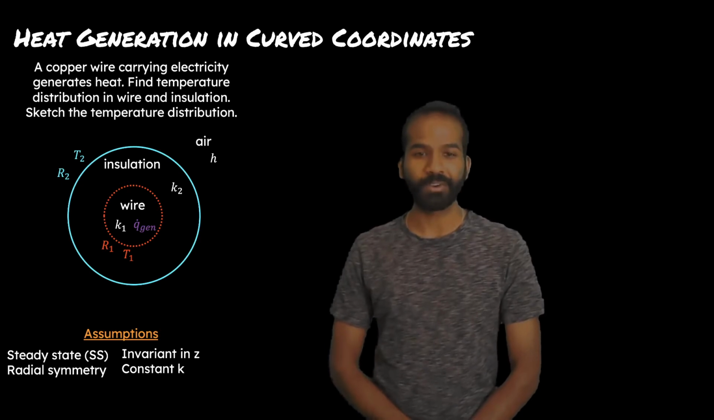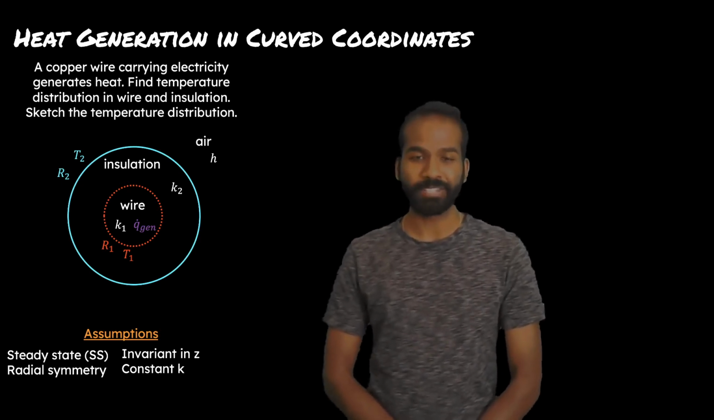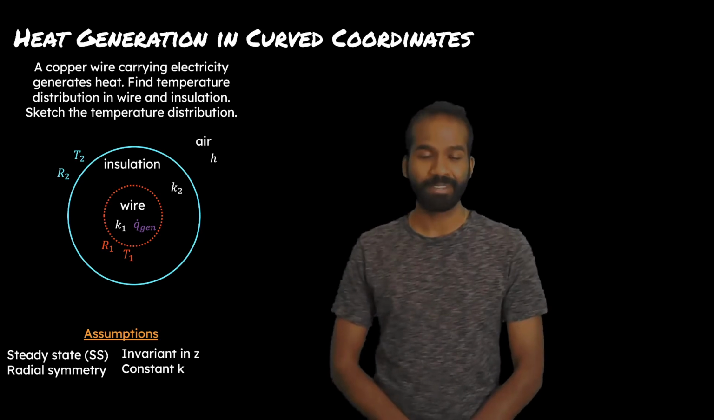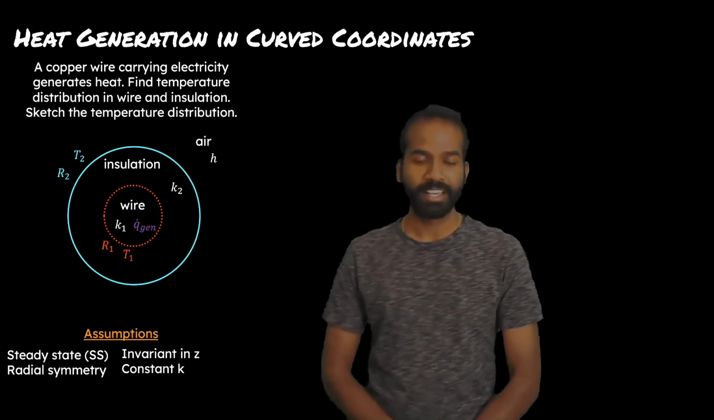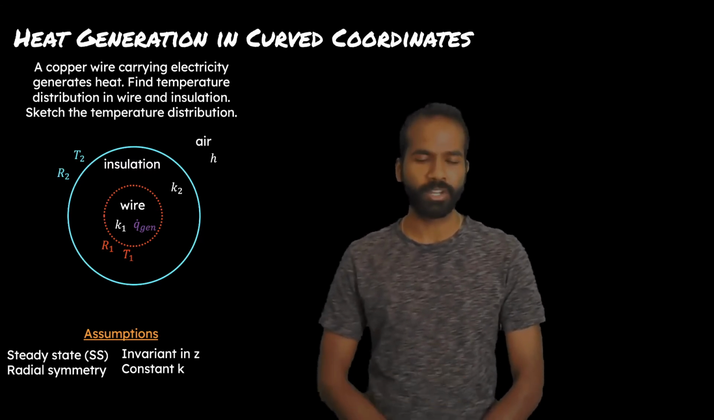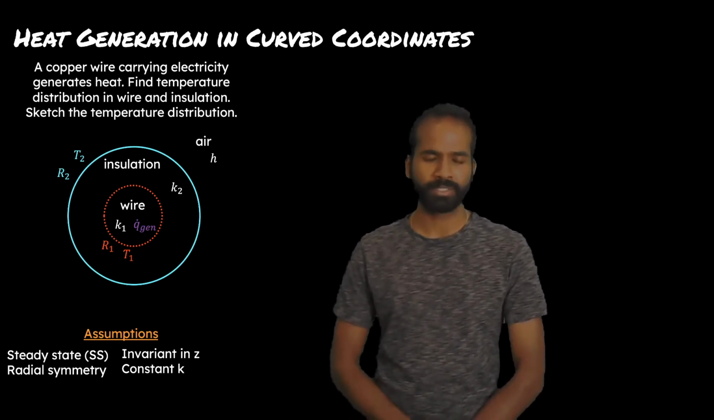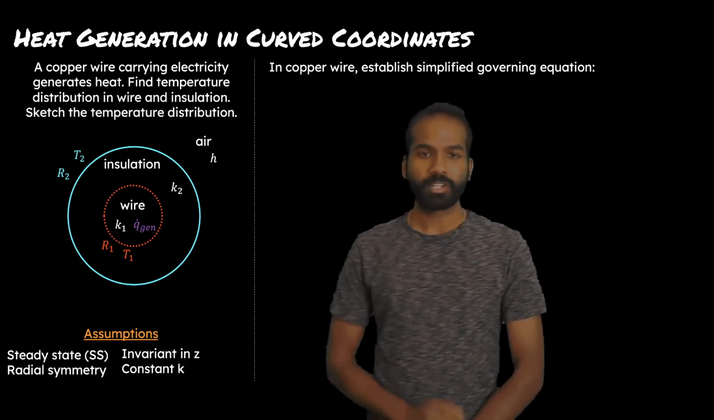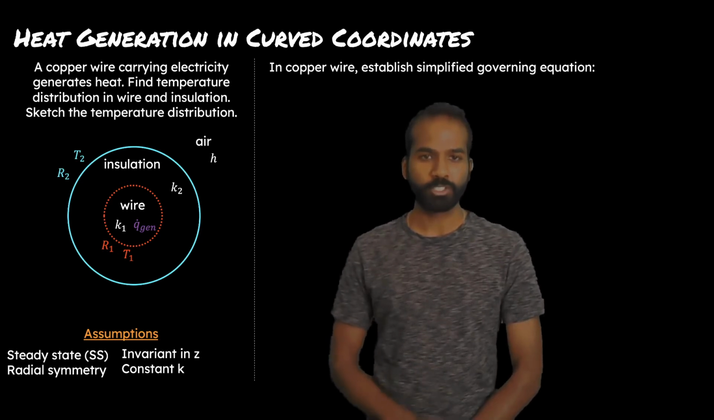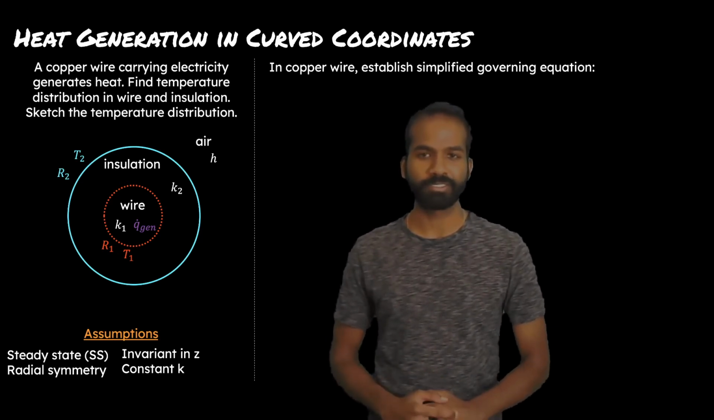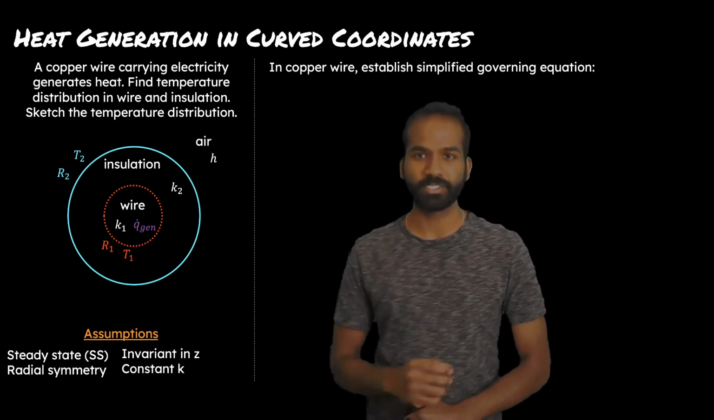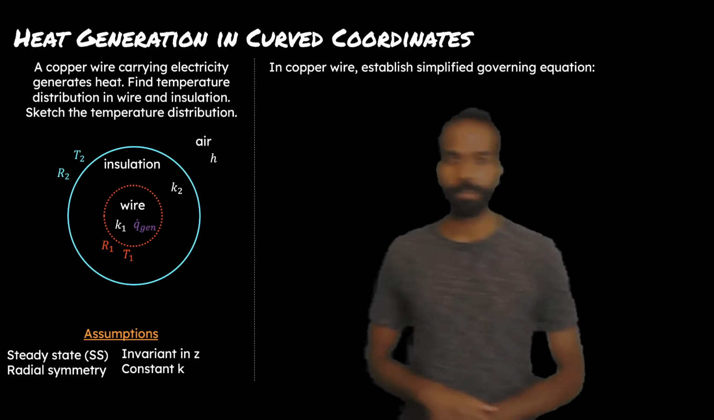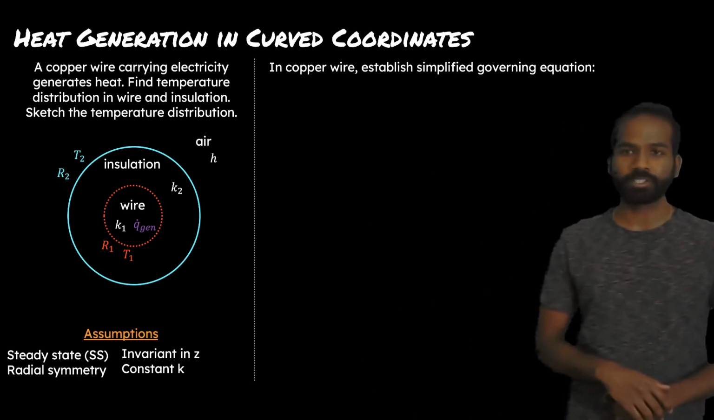Our assumptions are that we're at steady state, we have radial symmetry, the system is invariant in z, and we have a constant thermal conductivity. So you can see here, we are no longer assuming, as we did much earlier in the course, that there is no heat generation, just like the last problem that we solved. So we're going to start by solving for the temperature distribution within the wire itself. And then, after that, we'll look at the temperature distribution in the insulation. So we're going to start by establishing a simplified governing equation.